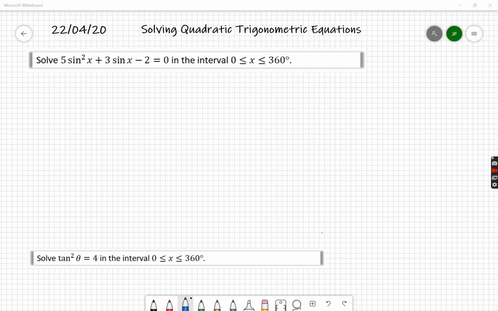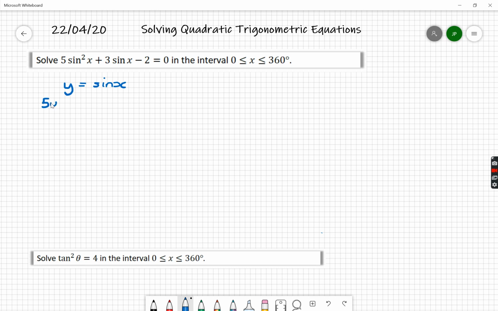Now, we've looked at some questions that look a little bit like this earlier on in the year, obviously not with trigonometry in there. But what we should hopefully spot straight away is this looks vaguely like a quadratic. It's just rather than using x's and y's, I'm using sine x instead. So what I'm going to do, the same as what we did earlier on, is use a substitution. I'm going to say that y equals sine x, and I'm going to substitute that in.